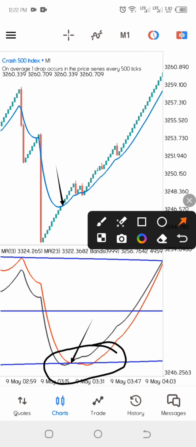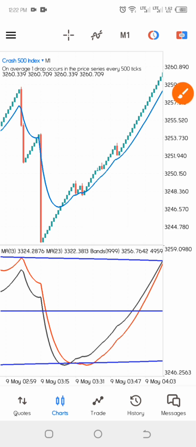After it closes above the moving average, we wait for 5 candles, and then we enter at the number 5 candle. After we enter, we set our stop loss below the candle that crossed above the moving average, and then we target our next support or resistance area. As simple as that, guys. So that is how you are going to use this strategy. I hope you found this video helpful.